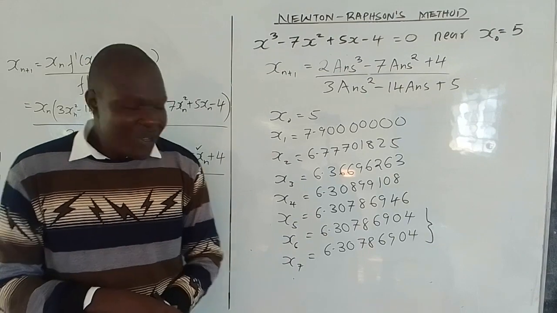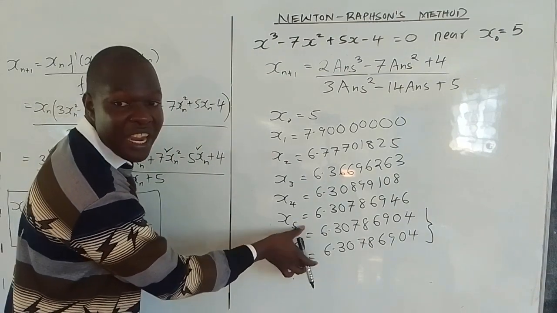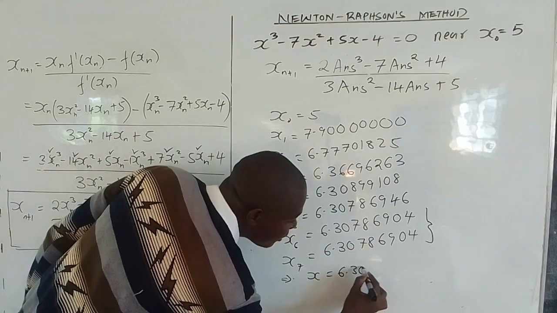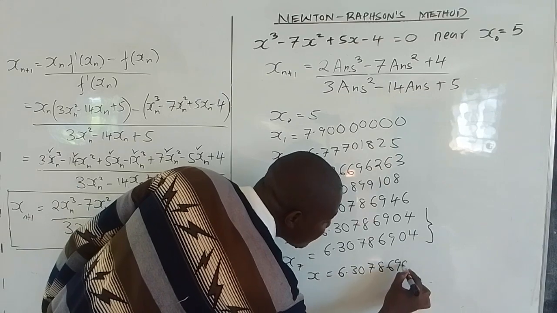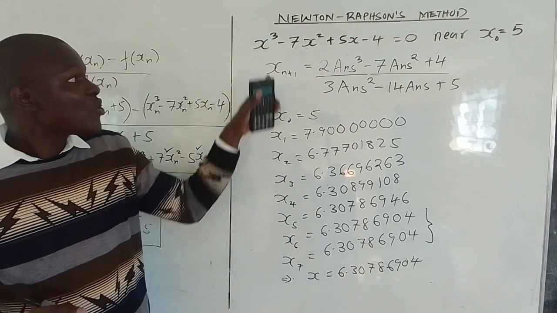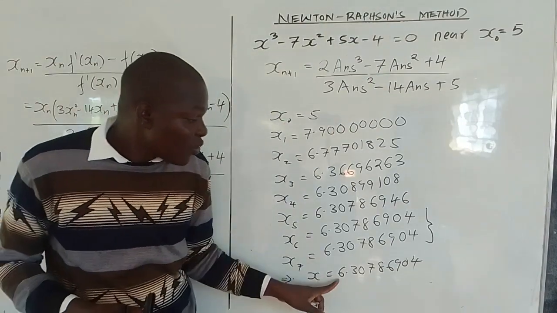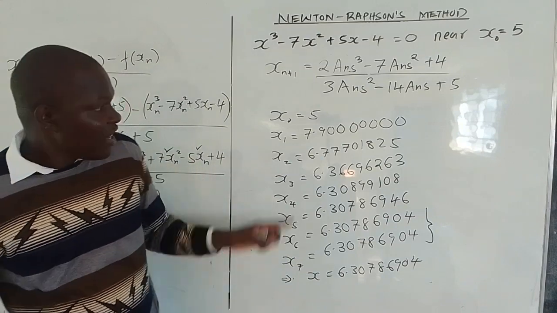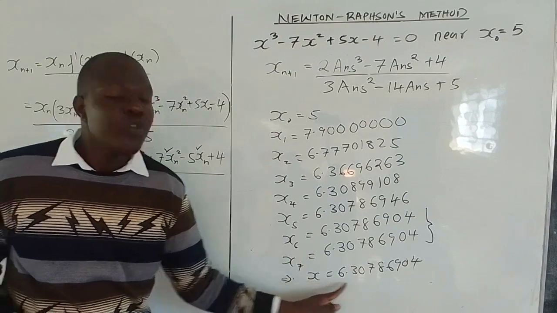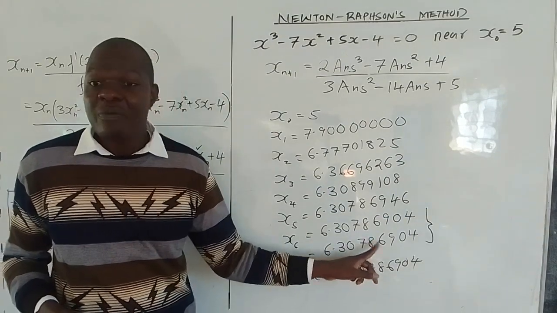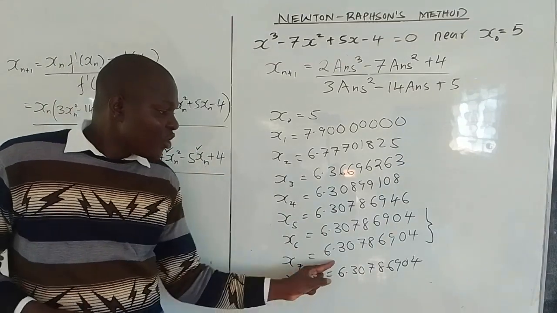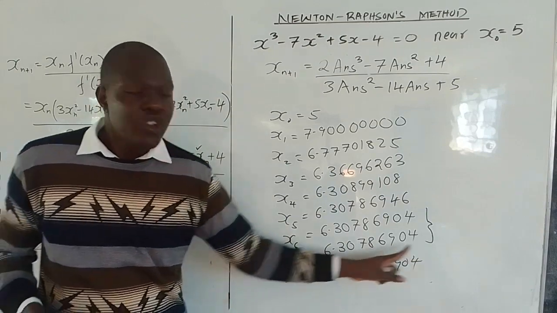Are we together? So it means the root, x7 and x6 has repeated itself, meaning the root is this value. So you say it implies that the root x is 6.630786904. It's the root, one of the answers of this equation. Meaning if you solve this equation, you will get one of the values of x to be this. Are we together? Meaning this x0, x1, x2 up to x7 are iterations to give you the root. And when it keeps on repeating itself, meaning you found the root at that point. Are we together? So if you go to x8, you will get the same value. If you go to x9, you will get the same value.